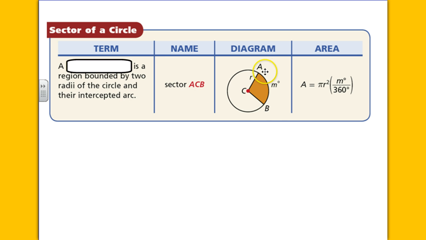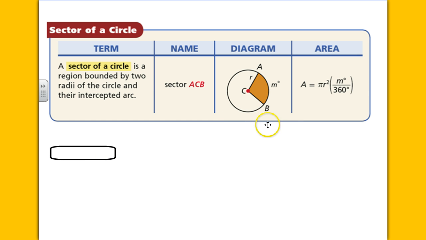So here we have sector ACB. The sector is this region of the circle. And so we can find it by simply multiplying that percent, that fraction of the whole, right? So m degrees over 360 times the total area of the circle. That'll give us the sector area. Okay, so imagine that this was 90 degrees. So we would have 90 over 360, right? Or 1/4 of the entire area.